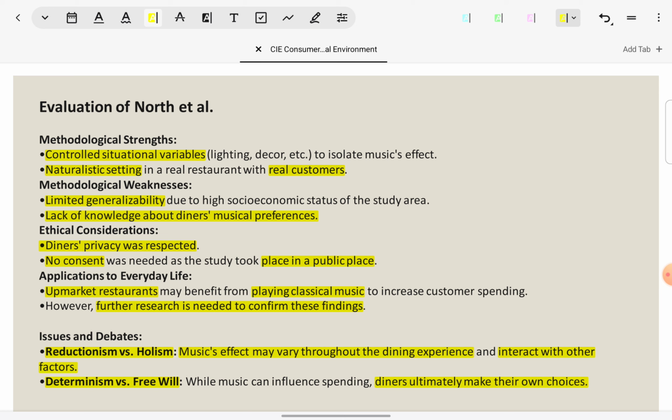Or what if a diner has certain preferences for food and intends to eat only that type of food on that night in which the study is being done? So can we say because of classical music he is buying that food, or is it that he's using his free will and deciding that that is what he wants to dine on that night? So free will has really been discounted in this study, and it's been very deterministic.